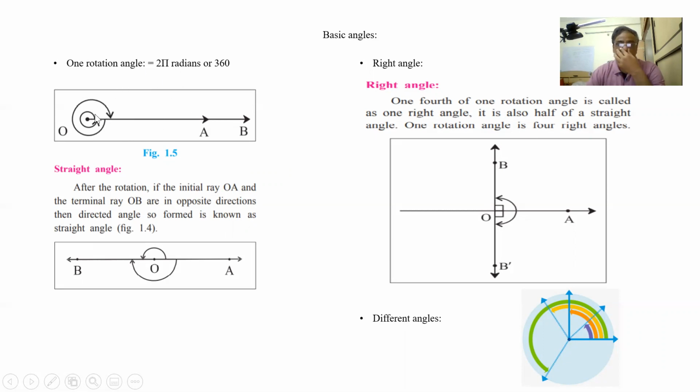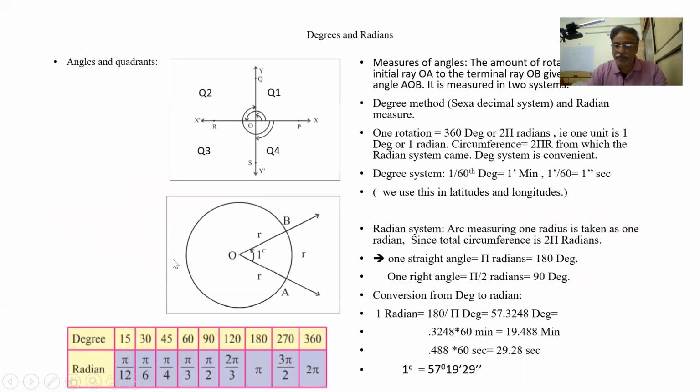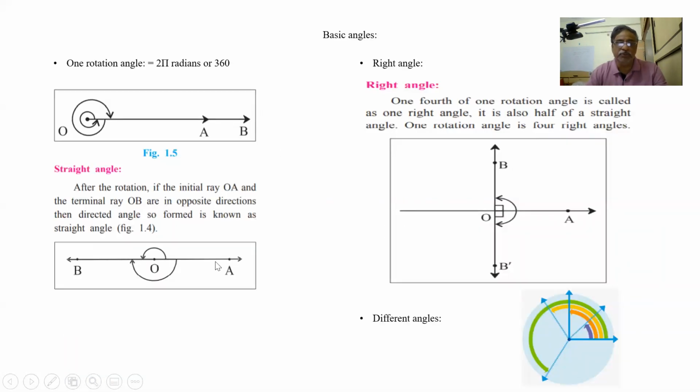First we have standardly assumed that one full revolution is 360 degrees. Then what is a straight angle? Straight angle means the initial ray and final ray are opposite to each other. This OA is the initial ray, OB the final ray. This is a positive 180, and from the bottom side, this is negative 180. Okay, this is 180 degrees positive, this is 180 degrees negative.